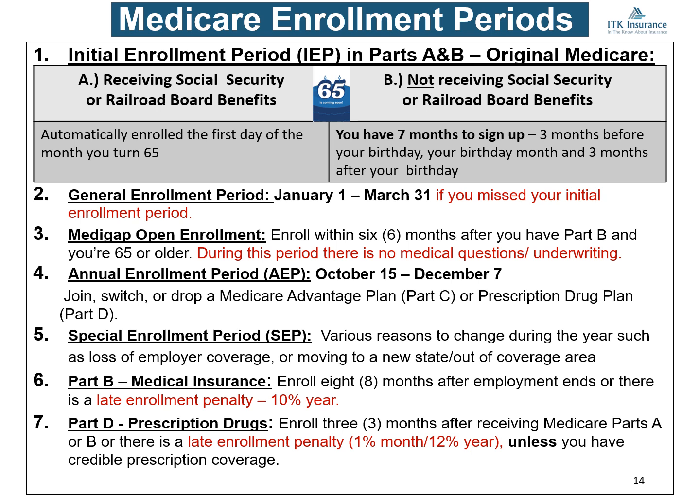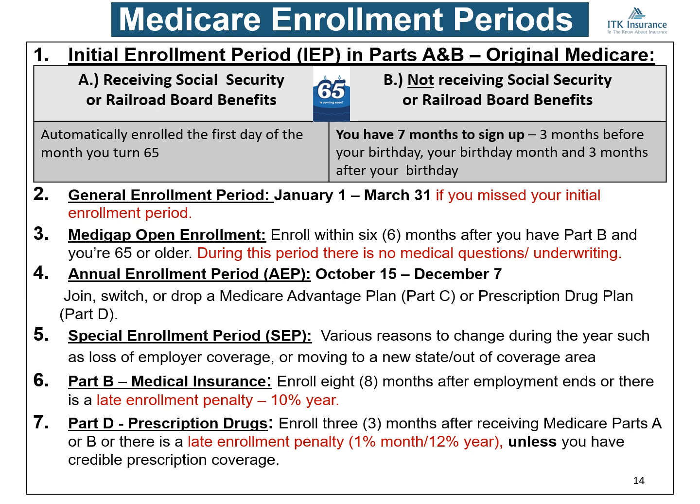And then there's a special enrollment period. So those are reasons like you lost employer coverage or you're moving out of state where you can make some changes to your plans. And then we talked a little bit about the Part B medical insurance, where you have to enroll 8 months after you're losing employer coverage. So a lot of people work past 65 and then they sign up for Medicare at 66, 67. They retire. They have 8 months from the time they leave that employment to get Part B without a late enrollment penalty. And then for the prescription drug plan, they don't give you as long.